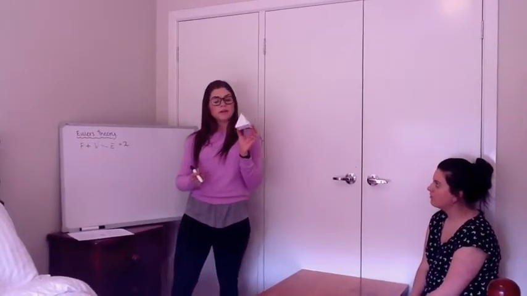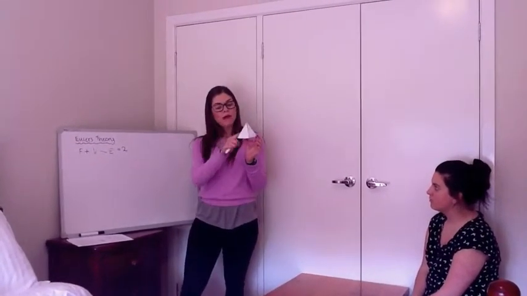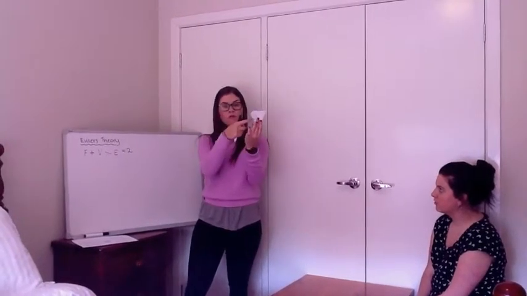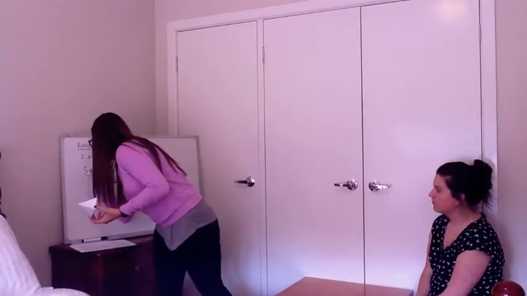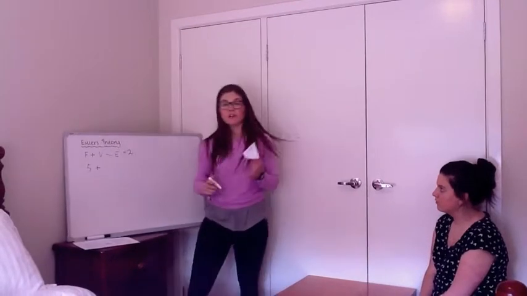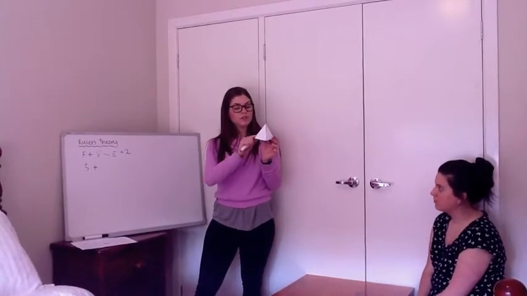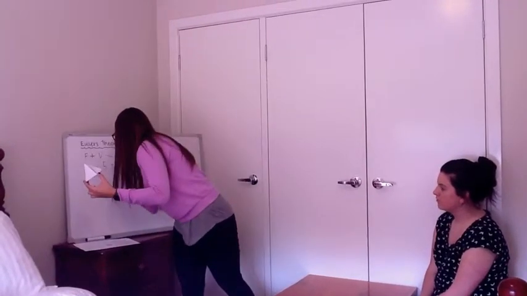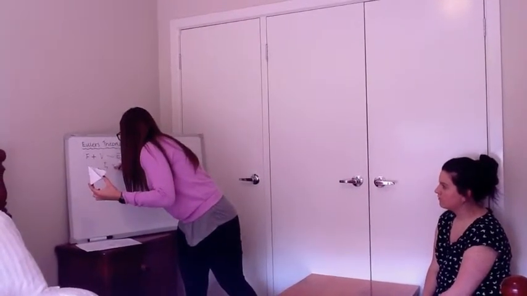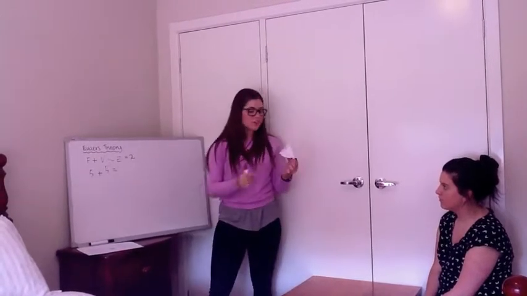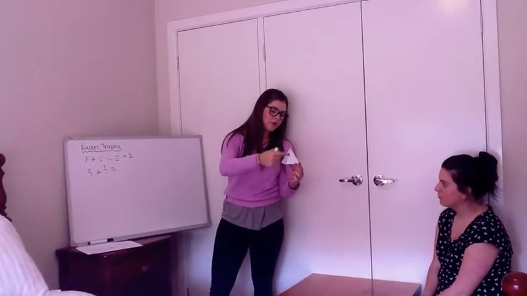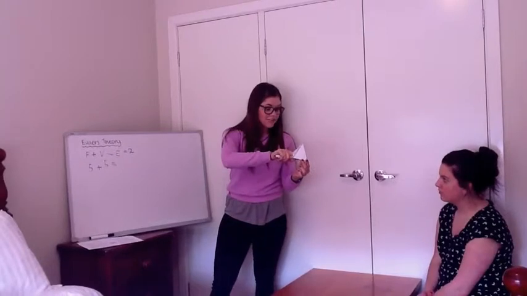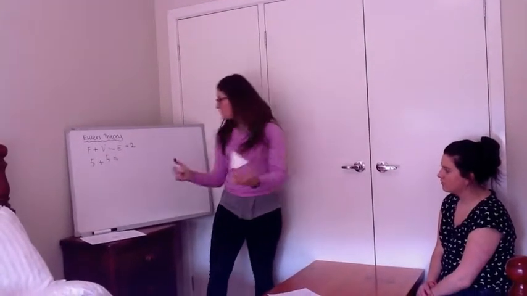So on a pyramid, the faces, we have 1, 2, 3, 4, 5. So we have 5 plus the vertices, so the corners, 1, 2, 3, 4, 5. Minus the edges, so 1, 2, 3, 4, 5, 6, 7, 8.